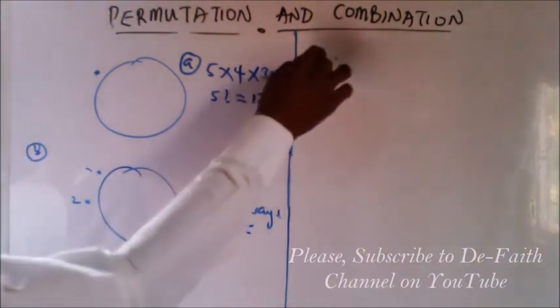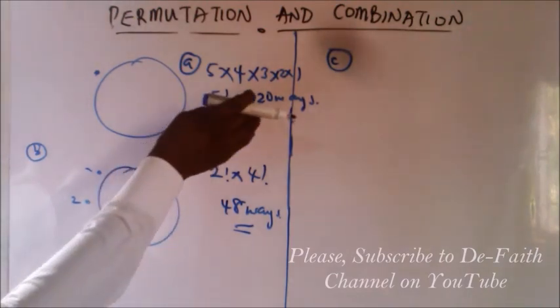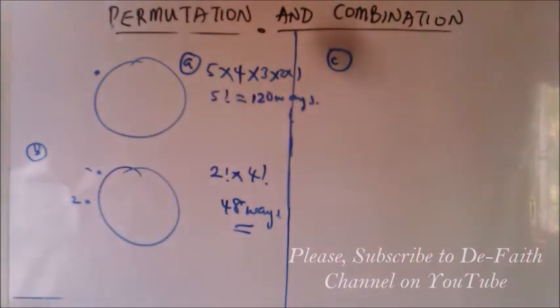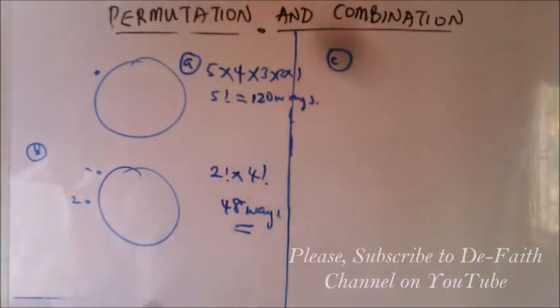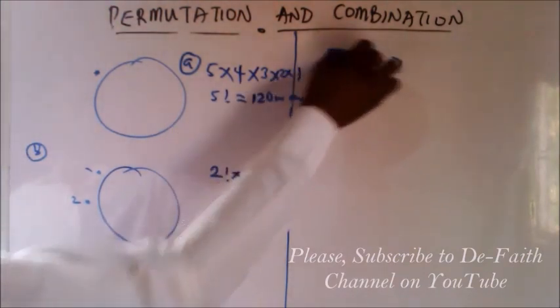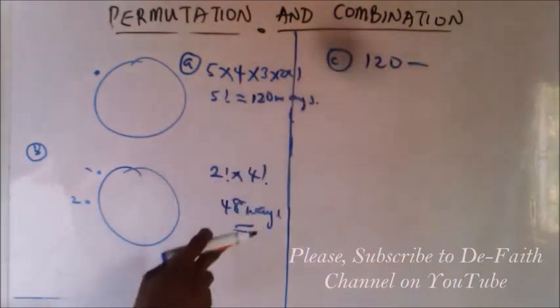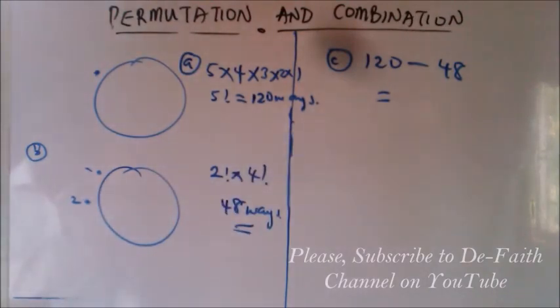Now the C part can be solved in 2 ways. If this is the number of ways by which the 6 people can sit, and if this is the way they can sit when 2 people must be together, what if these 2 people must not be together? That will be 120, which is how they can all sit, minus when these 2 people are sitting together, which is 48. And so when we subtract this, it gives 72.